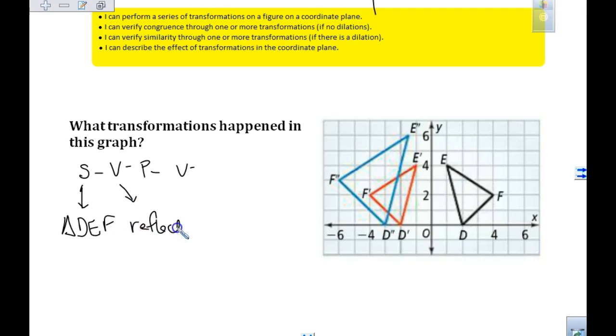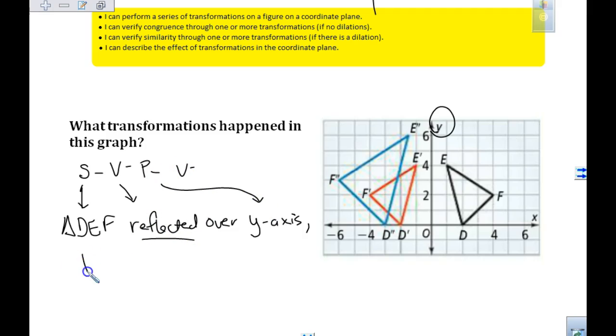So please write this in your notes. DEF reflected over which axis, Y or X? Y. Over the Y. So we can see the Y is here, and it looks like it's the same distance from that Y, so over the Y axis. That gave us our new shape. So that was kind of what we did. So this was our verb. We reflected over the Y axis.